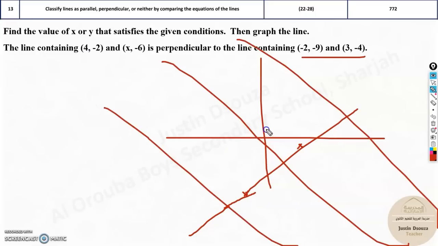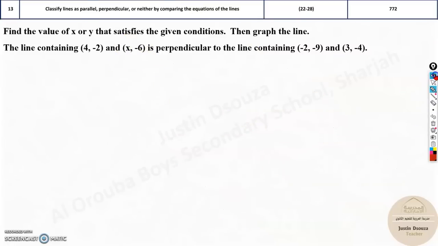But they have given the points 4 and minus 2. 4 and minus 2 somewhere over here. This would be, no, it will be something like this. Now this is the equation. We need to accurately find it. But how do you find this x value? Graphing is later on. First, let's find this x value.